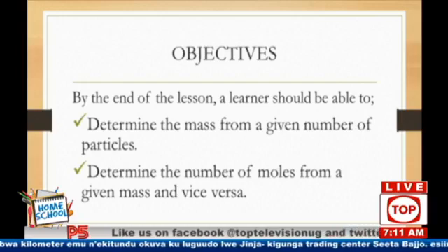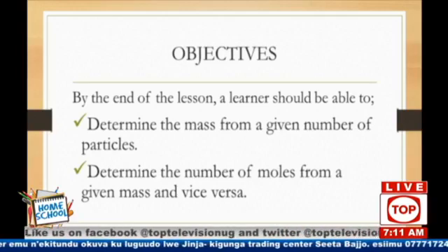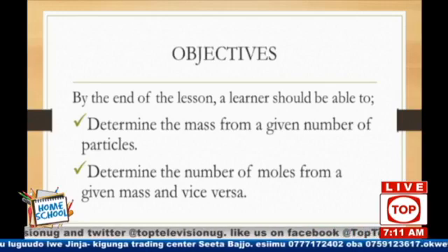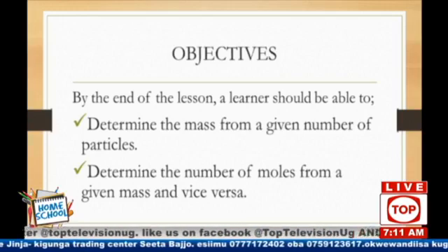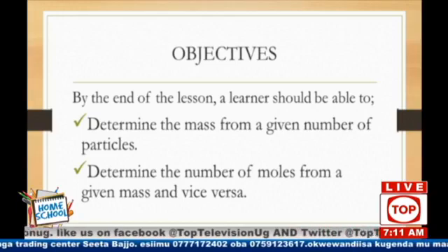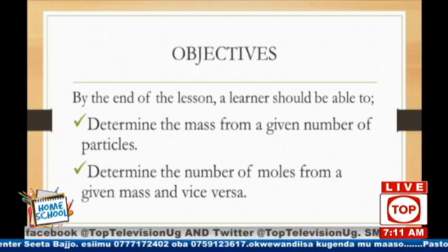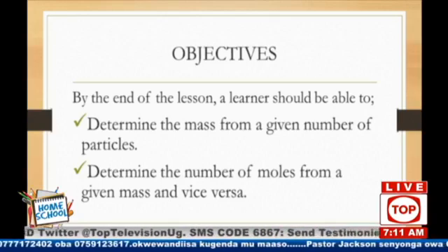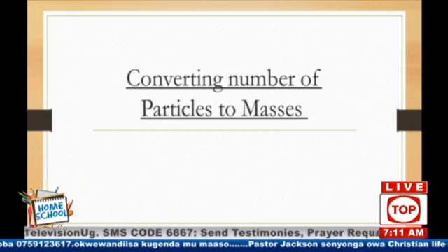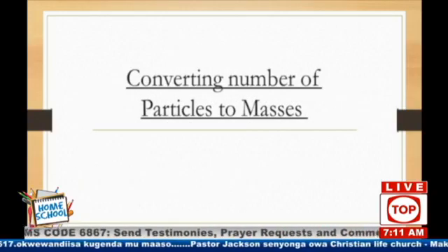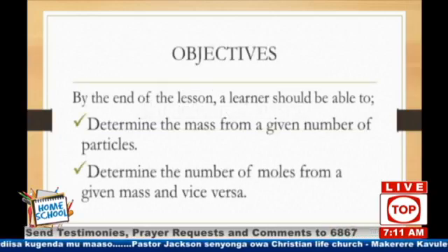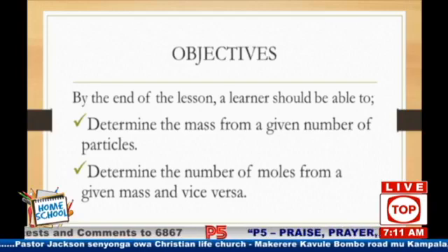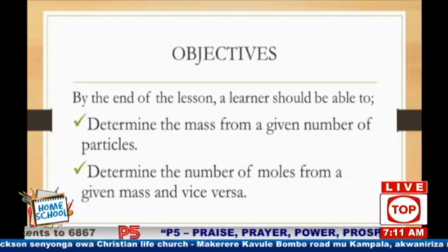Then we can also look at determining the mass from a given number of particles. You can be given moles and determine mass. You can be given particles and determine mass. As well, you can be given mass and you determine particles. That one we did yesterday in the last example. As well, you can be given mass and you determine moles. We are going to do that today. All right?